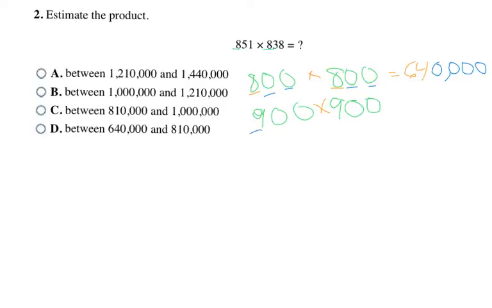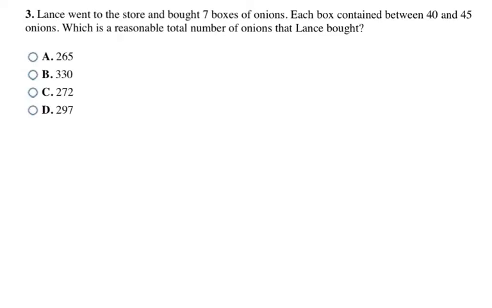And I'm going to do the same thing with 900 times 900. I can take all of the numbers that aren't zeros at the beginning and multiply those. So 9 times 9 is equal to 81. And then I can count up the number of zeros that are in the problem. That's 4, so I'm going to add 4 zeros to my answer. And that would be 810,000. So that means my answer can't be bigger than 810,000. So it has to be between 640,000 and 810,000, which is going to make my final answer D.